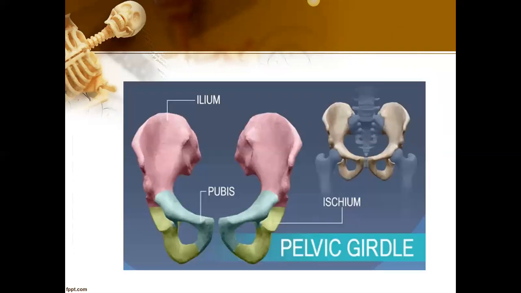So here you can see each of the innominates. Those are the two sides, left and right. And then the ilium is the big blade. There's the pubis showing, which is marked in green, and the ischium. This is also called the pelvic girdle.